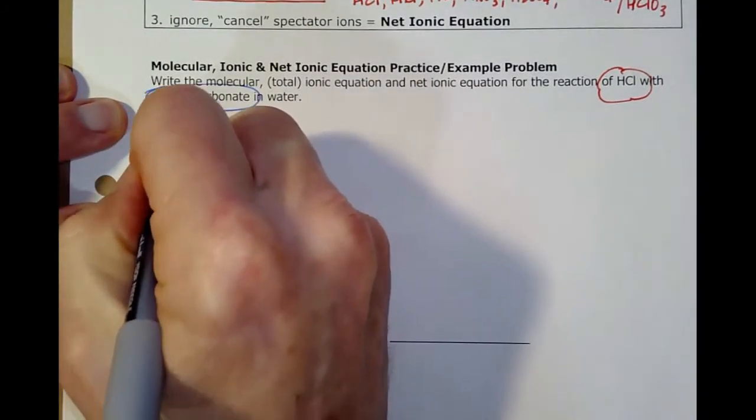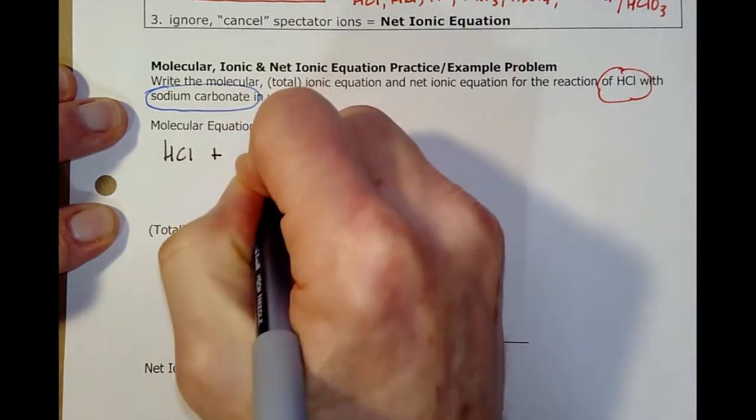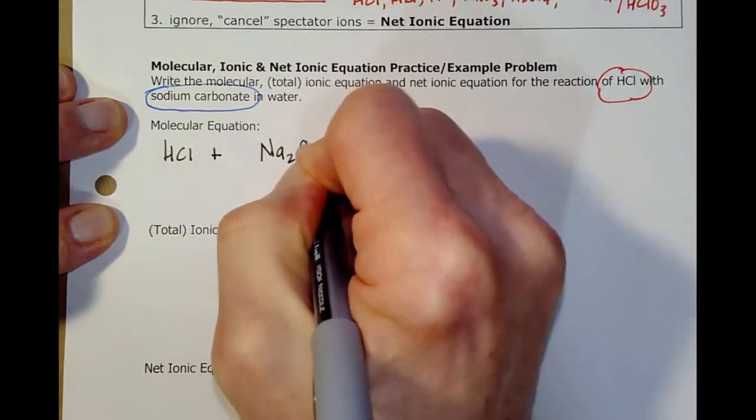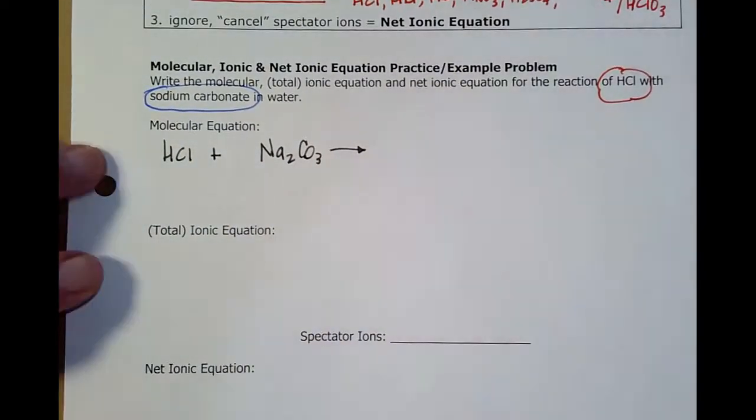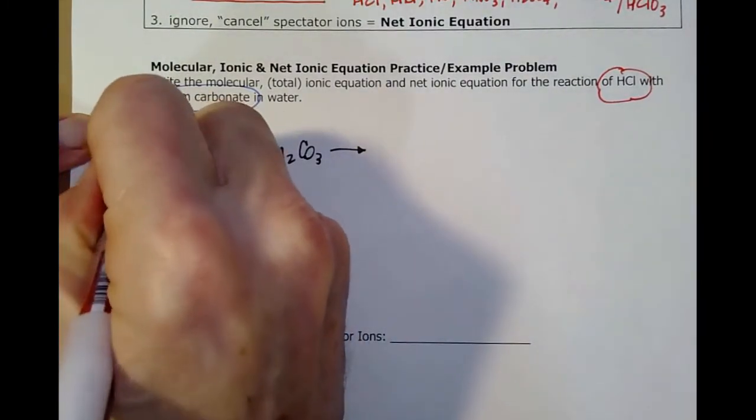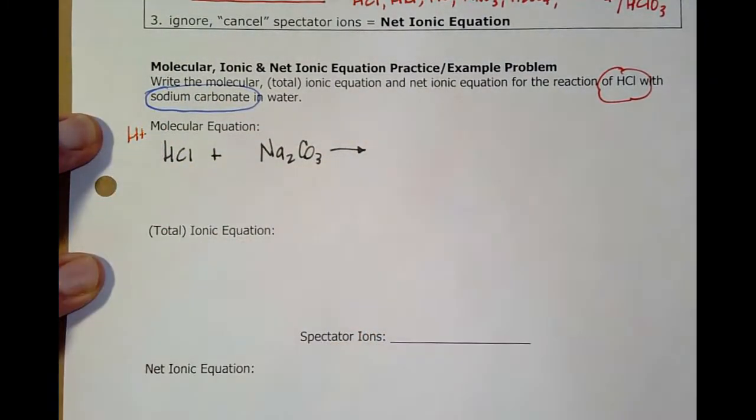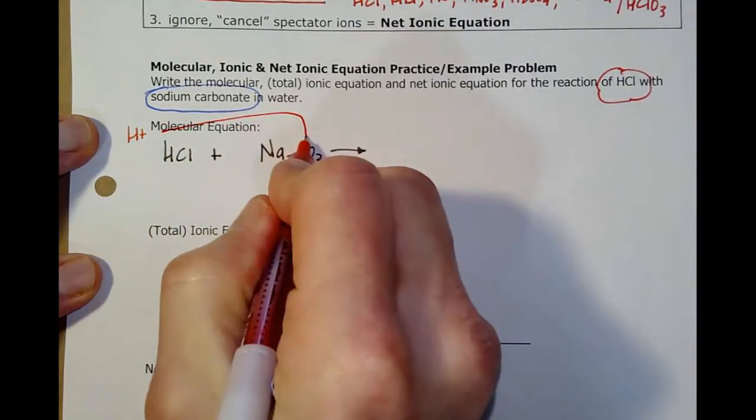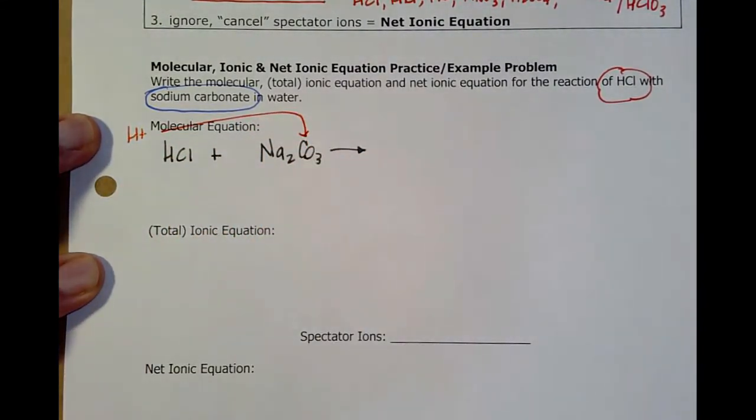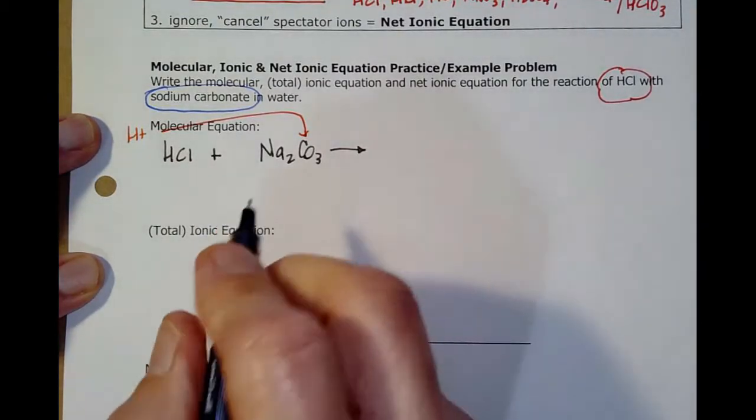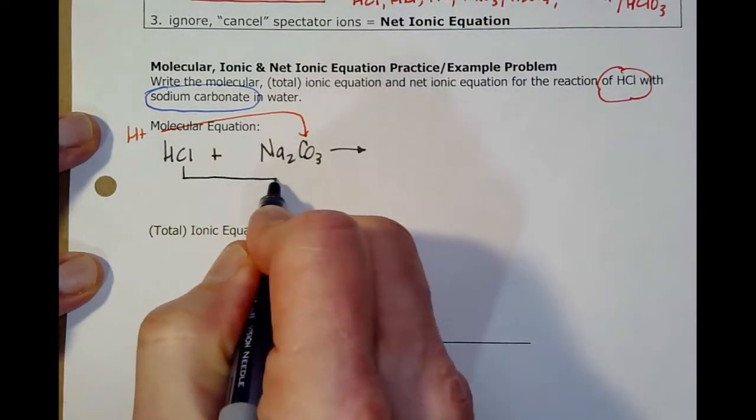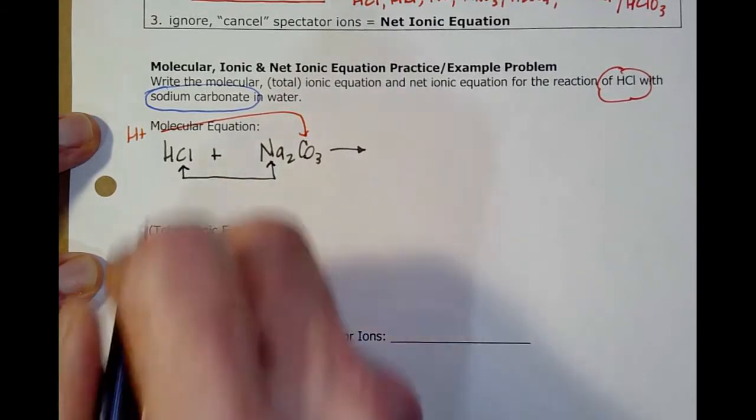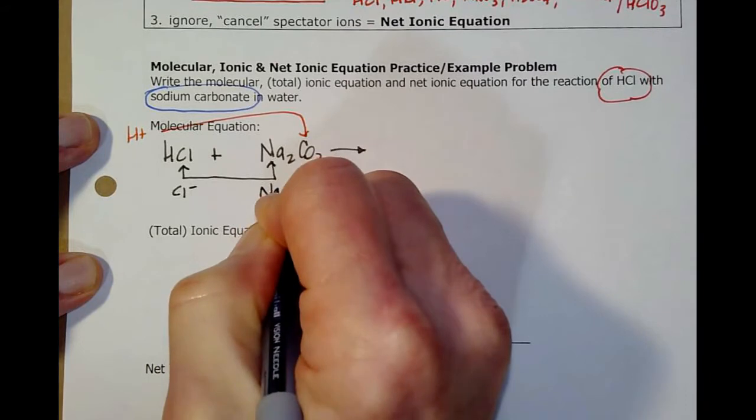So I'm going to say HCl plus Na2CO3. Now I'm thinking, well, wait a minute, this is actually H plus. H plus is going to try to stick to what kind of charge? Well, it's going over here looking for something with a negative charge. The other thing we get with every acid-base reaction is we always get an ionic compound. Those would be the leftovers, chloride and sodium ions.